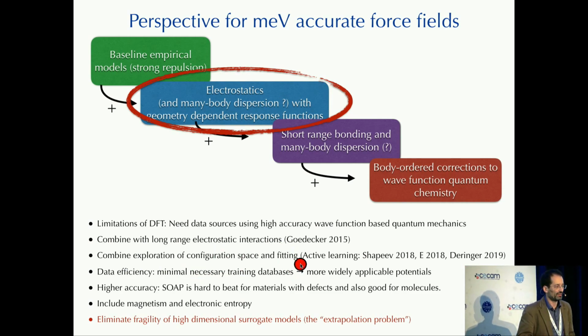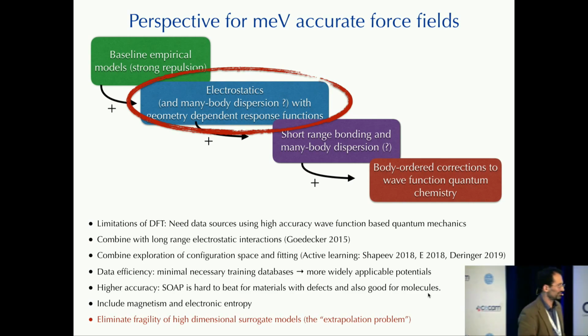The databases are getting unwieldy, so active learning, and there's some work on that. Minimal databases: what do we need for a given property? We can make much more widely applicable potentials if we can minimize the database sizes. Do we want higher accuracy? SOAP is very hard to beat for materials, but I'm sure it will be. And we could include magnetism, electronic entropy, and so on. My overarching concern is to eliminate the fragility. So this extrapolation problem that I was talking about, I think that's going to be the most interesting. So thanks very much. I'm happy to answer questions.